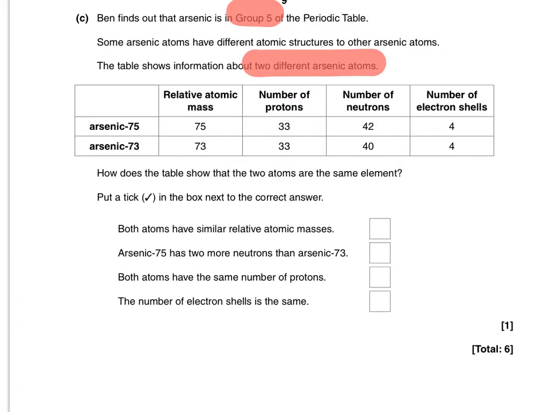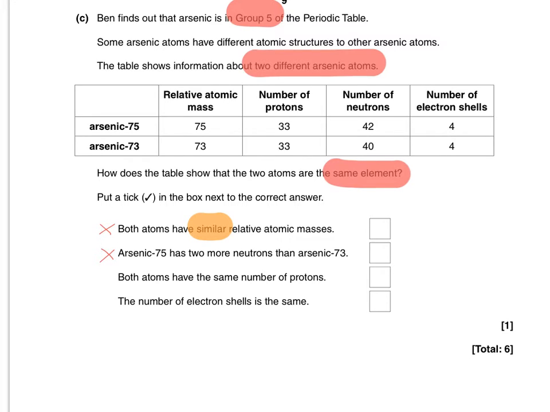So, same element, that's the crucial thing. And we look at these and we try and eliminate things if we don't know. I mean, some of you might know straight away. So, first one, both atoms have similar relative atomic mass as well. That definitely doesn't help us. So we get rid of that one. Arsenic 75 has 2 neutrons more than arsenic 73. Well, that's not a wrong statement, but does it help us in any way?